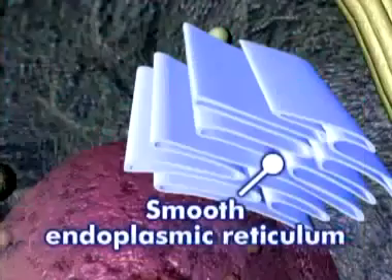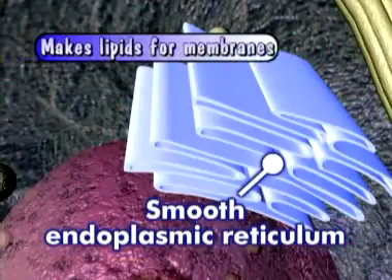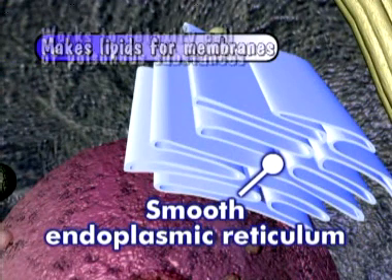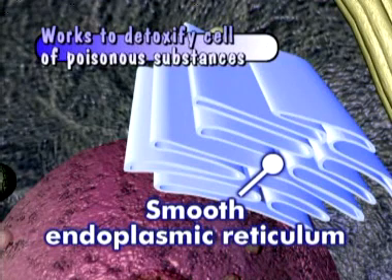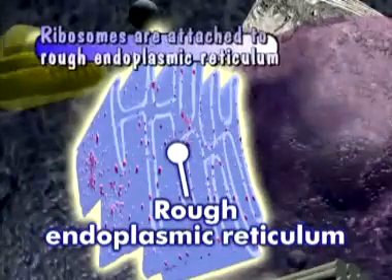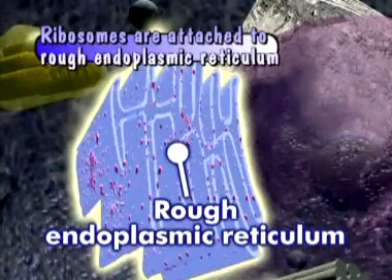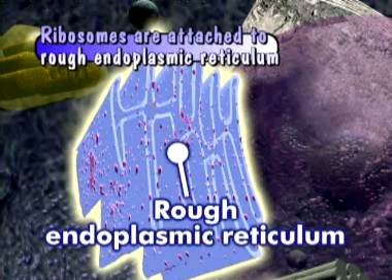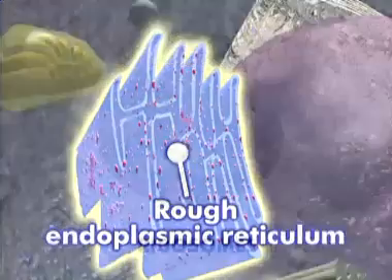The smooth endoplasmic reticulum synthesizes lipids or fats and carbohydrates. Lipids are required for growing the cell membrane and membranes of the organelles. Smooth endoplasmic reticulum also works to detoxify the cell of poisonous substances. The rough endoplasmic reticulum builds proteins with the help of ribosomes. The ribosomes are attached to the endoplasmic reticulum, giving it that bumpy or rough look.